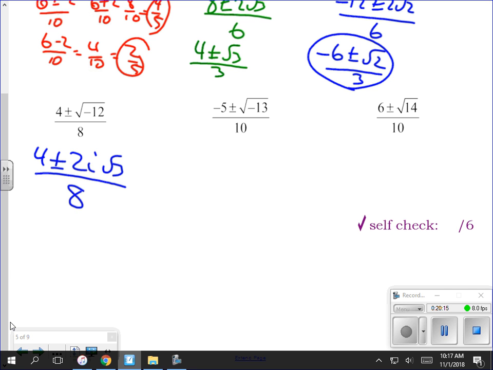Okay. These are all even. 4, 2, and 8 divisible by 2. So I have 2 plus or minus i root 3 over 4.